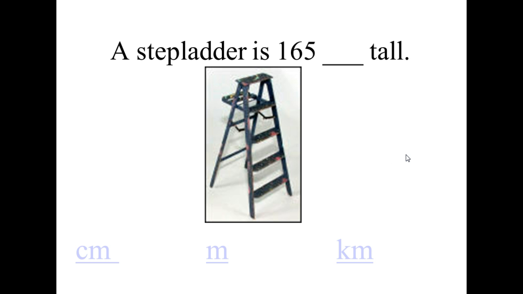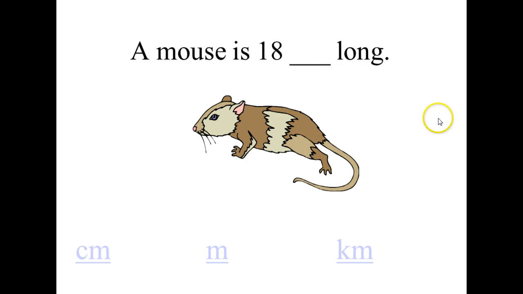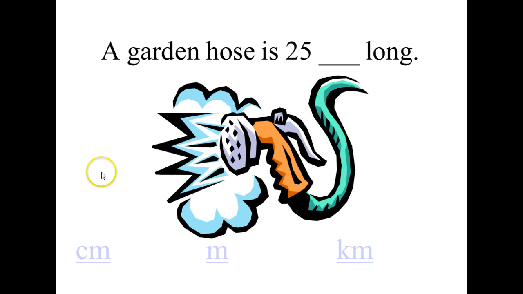A step ladder is 165 blank tall. Well, 165 meter sticks stacked up would be way too tall, so it must be 165 centimeters. A little bit less than 2 of the meter sticks. A mouse is 18 of these long. And if it's anything besides centimeter, you got a giant problem.